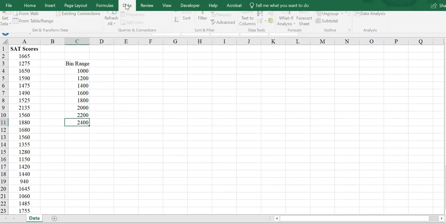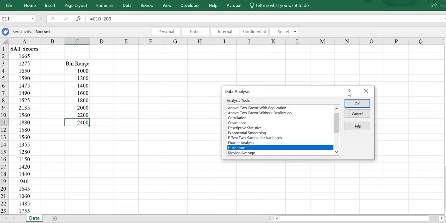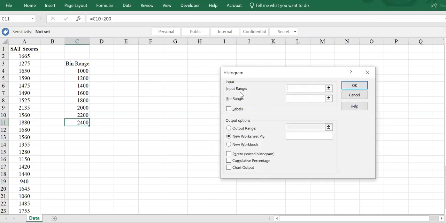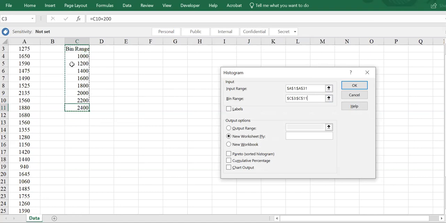data tab, data analysis, histogram tool. So input range is the list of data points, A1 to A31, and then bin range is the list of the bins. So C3 in this case for my data file, I put my bin range at C3 to C11. And as you can see here, A1 and C3, these two cells are labels.